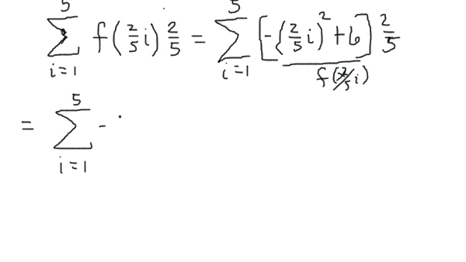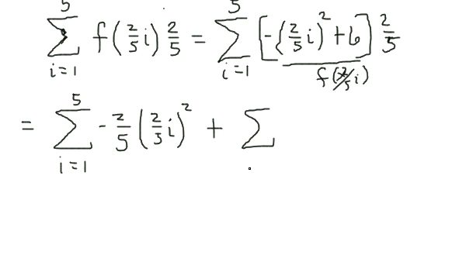So this becomes negative 2/5, and then this is 2/5 I quantity squared, plus, now you see I'm separating this because we have an addition sign here, and we have I equals 1 to 5, and of course taking the 2/5 and multiplying it by 6, so that ends up giving us 12/5. So we've now broke it up, and let's continue to break this piece up here.